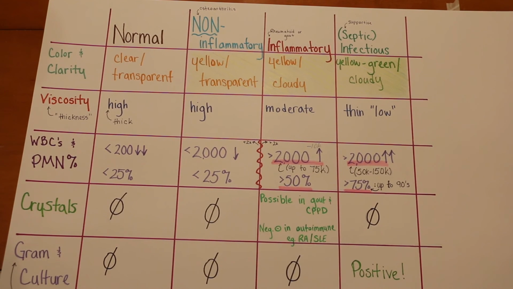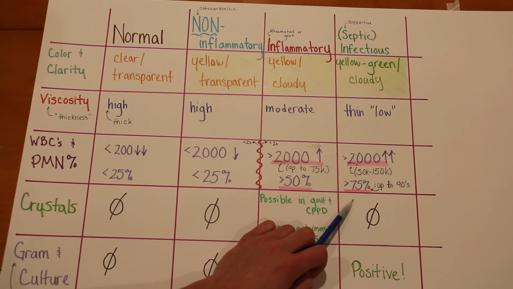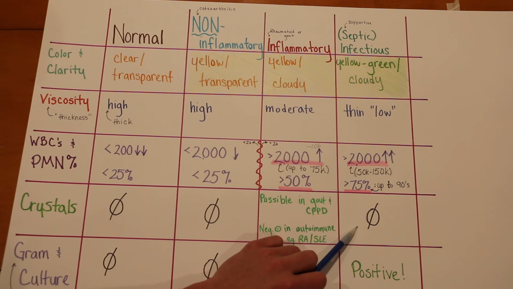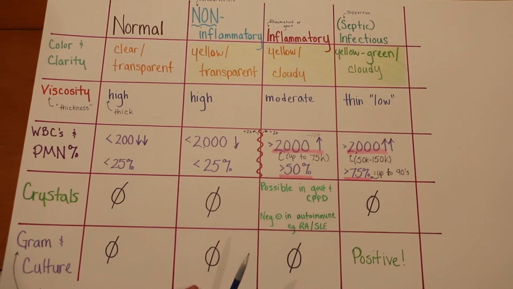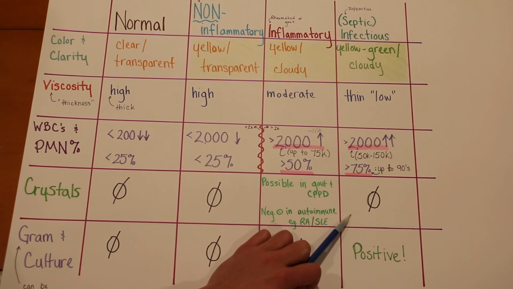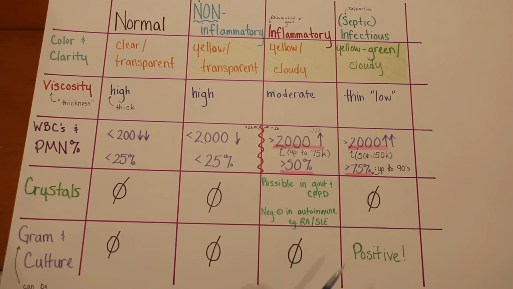Certain bugs like Neisseria gonorrhea or Lyme's arthritis may have lower than 80,000, but will still be an inflammatory level. Neutrophils will be very high, typically greater than 75%, maybe even into the 90%, so a very high PMN load. Gram stain will be positive, and culture should be positive, although it may be falsely negative.